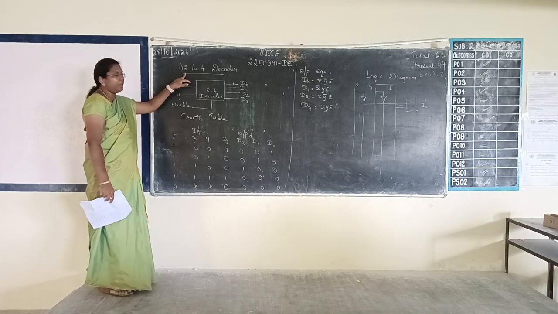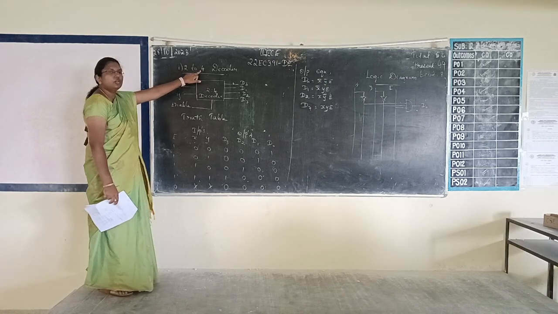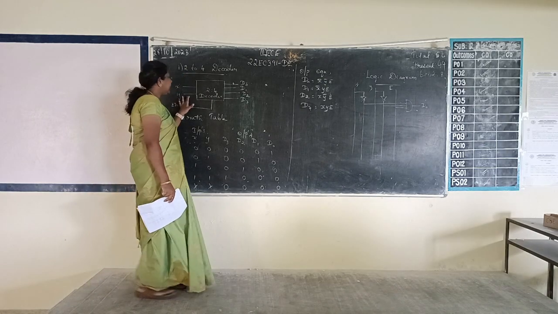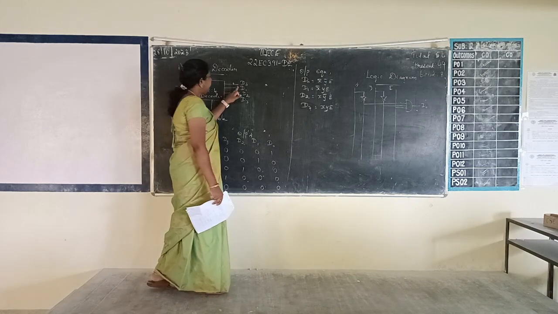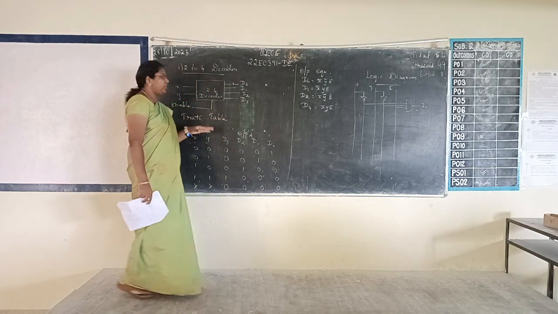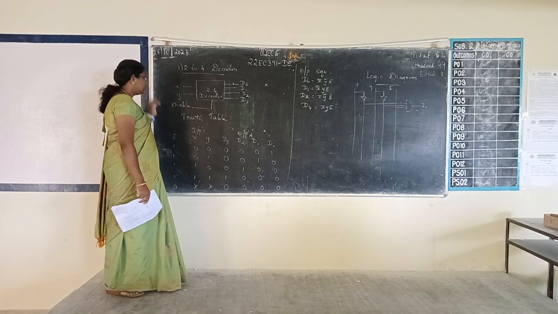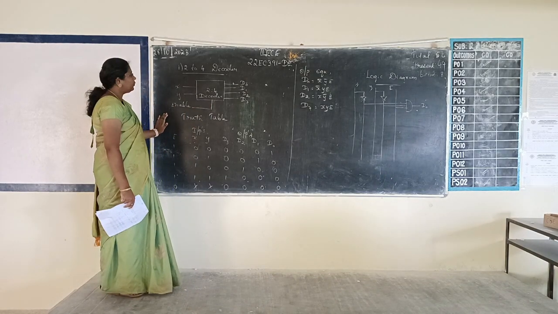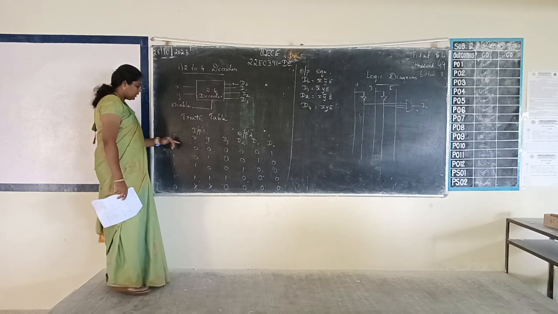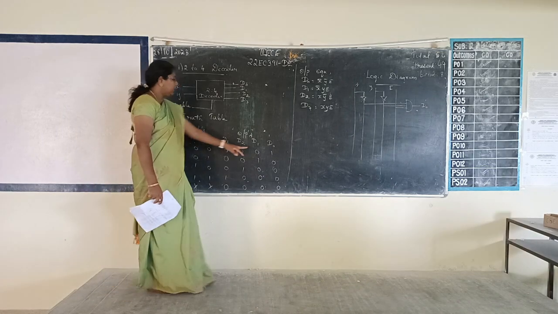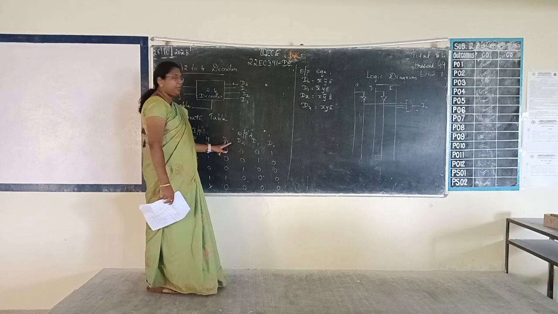In a 2 to 4 decoder, we will be having 2 inputs and 4 outputs. So x and y will be the inputs and D0, D1, D2, D3 will be the outputs. We will be giving an enable equal to the decoder. So within the operation of the 2 to 4 decoder, x and y will be the inputs and D0, D1, D2, D3 will be the outputs.